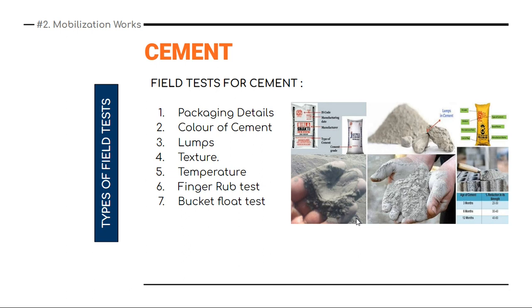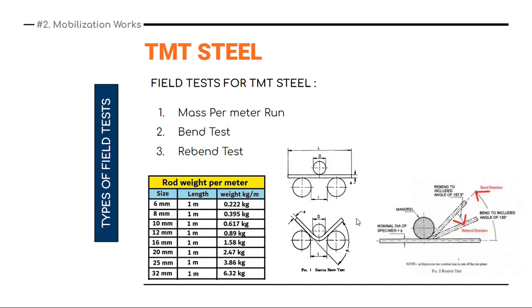Then the next and most important part is TMT steel. We are basically conducting three tests for steel: mass per meter run, then bend test, then rebend test. Remember, the bend test and rebend test are as per the IS code provisions. IS 1786 has briefly explained these tests, but let's understand in a very simple manner.